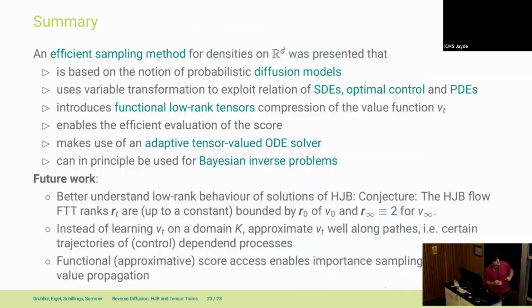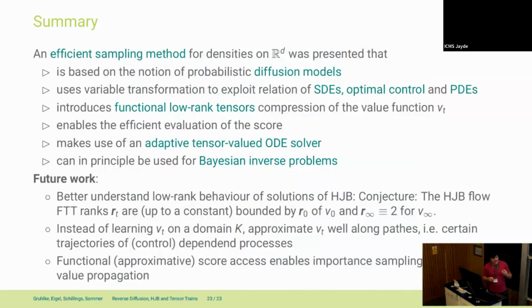Okay, so what we saw today is what I would call an efficient sampling method for moderate dimensions, based on the notion of diffusion models, with the Ornstein-Uhlenbeck process and reverse processes, where the score learning was driven by an optimal control based PDE and its solution. Yeah, the so-called Hamilton-Jacobi-Bellman equation. We talked about functional tensor trains as a compression tool to solve these high dimensional PDEs.